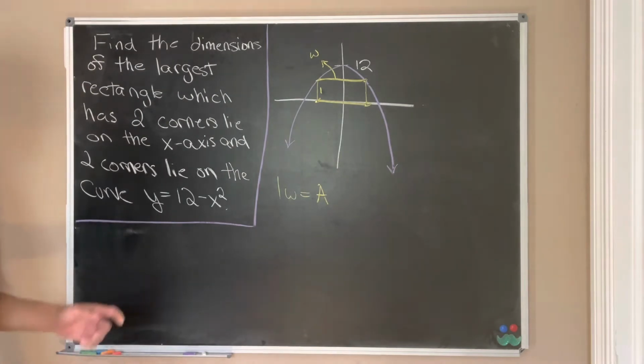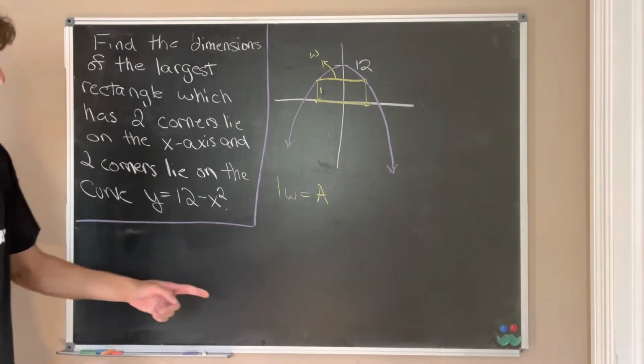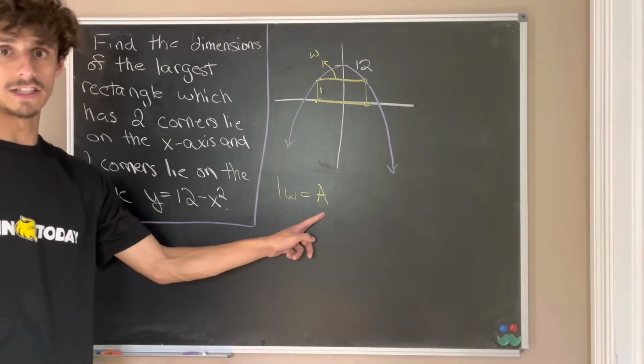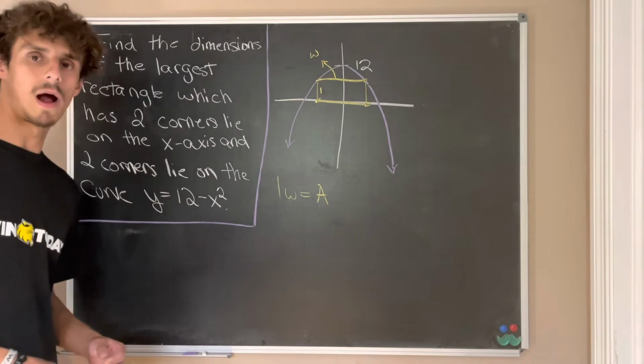Okay, but now what we want to do is solve for either L or W in terms of the other variable, and then plug it into this area equation, and then take the derivative and set it equal to 0, like we would in any other optimization problem.